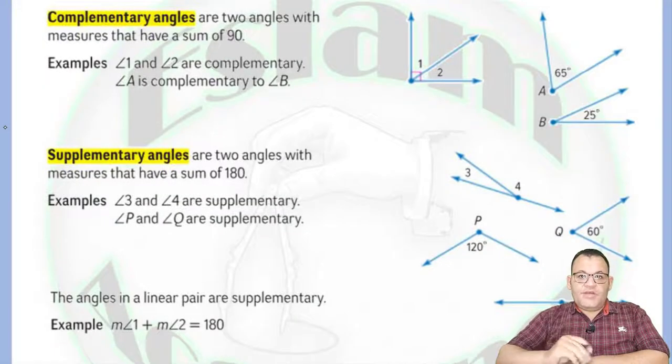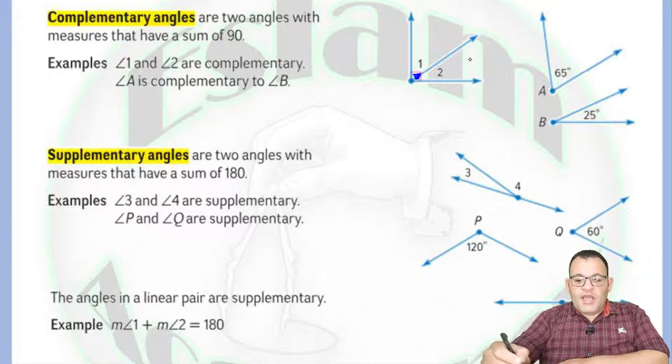The next relationship that we have is called complementary angles. What is the meaning of complementary angles? Two angles whose sum is 90 degrees. You will find that if you add angle number 1 and angle number 2, the sum will be equal to 90 degrees. Complementary angles could be adjacent or non-adjacent. So we have 25 and 65 equals 90 degrees.